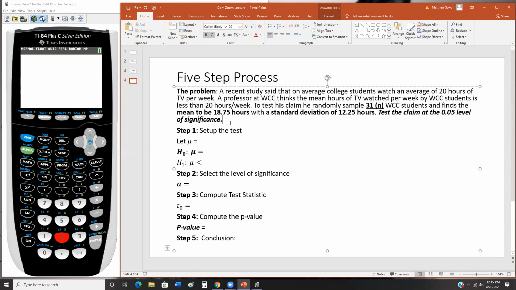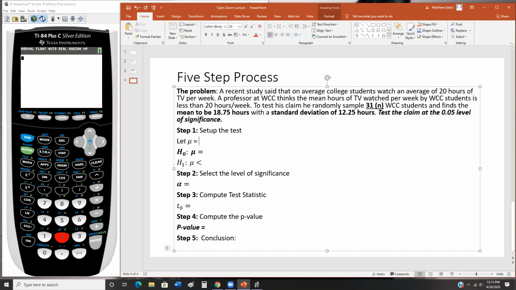Okay, so here's the deal. Hypothesis testing, when you go to do these tests, it's always going to be a 5-step process. It's always going to be the same 5 steps. The first thing you're going to do is set up the test. So setting up the test involves 2 things.